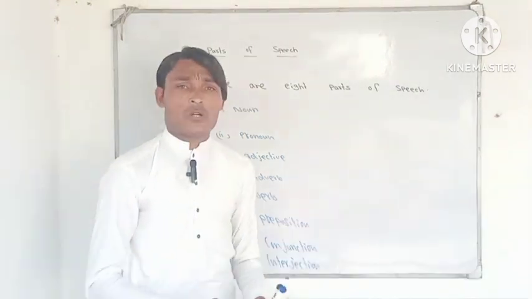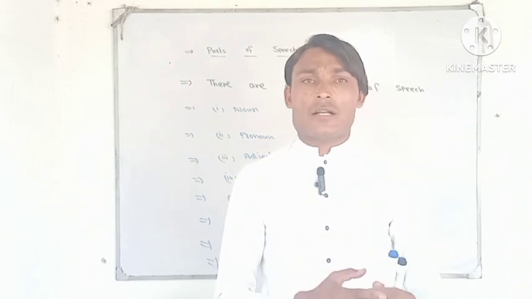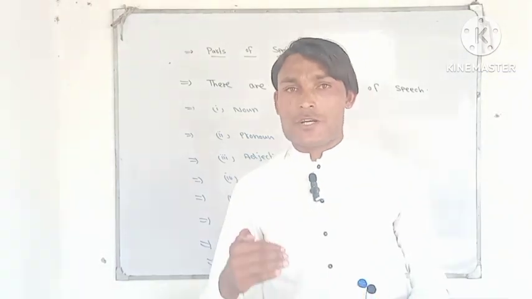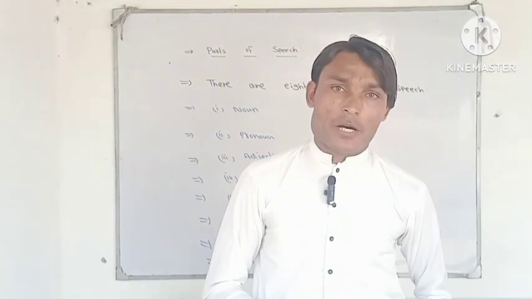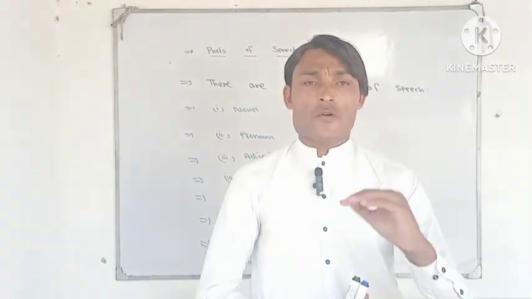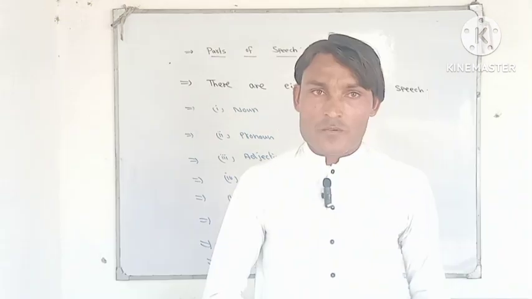So we have a total of 8 parts of speech, and some grammarians think that there are 9 parts of speech, but actually that is the article. Article is a part of adjective, and in modern English we call it determiner. Now we will discuss these parts of speech one by one. First we will discuss noun, and then we will talk about the kinds of noun in this video as well.